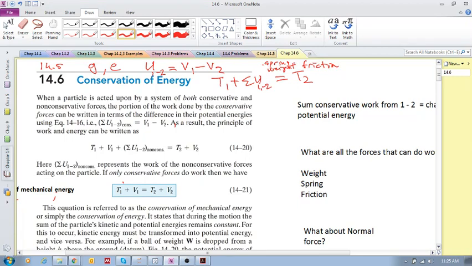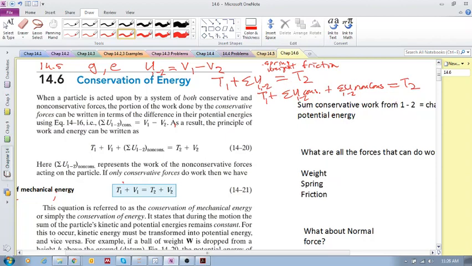Now, we can break up this work into T1 plus the work done from 1 to 2 by all the conservative forces, plus the work done from 1 to 2 by all the non-conservative forces. Okay, so we've just broken up the work done into the work done by conservative forces and non-conservative forces, and we equal that to T2. It's exactly the same as this.